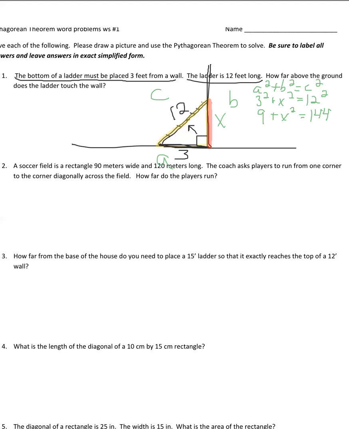I know that I need to subtract 9 from both sides before I begin. So I get x squared equals 144 minus 9, leaves me at 135. And then the only thing left for me to do at this point is to go ahead and take the square root of both sides. So I will just lean on my calculator to tell me what the square root of 135 is. 11.6.